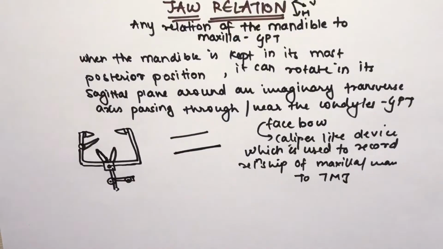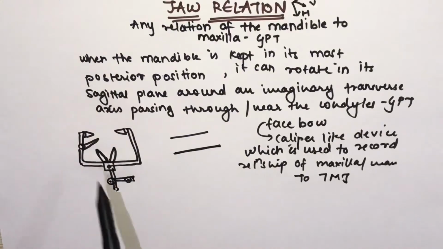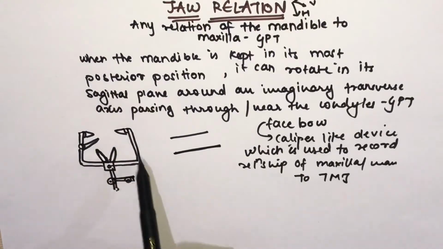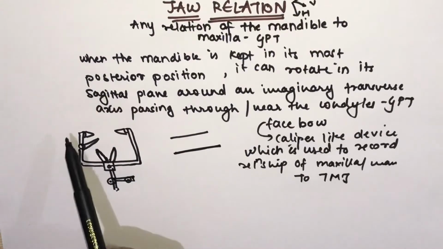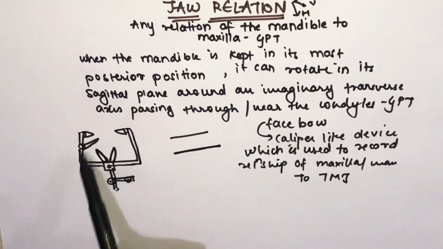So first we are going to see what are the parts of the face bow. The structure and the functioning of the face bow should be thoroughly learned to perform accurate orientation jaw relation. Basically this face bow has three sections. The first section is this U-shaped frame, and it represents the plane of the cranium.